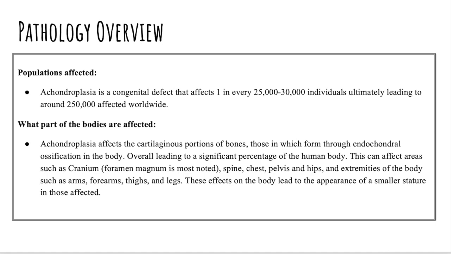ultimately leading to around 250,000 affected worldwide. So you may be asking, what parts of the body does achondroplasia affect? It affects the cartilaginous portions of bones, which form through endochondral ossification of the body. This can affect areas such as the cranium, spine, chest, pelvis, hips, and extremities of the body, such as arms, forearms, thighs, and legs. So these are the effects that achondroplasia has on the body.